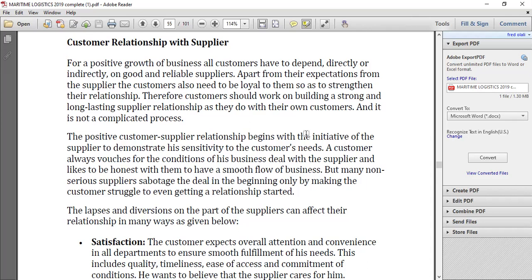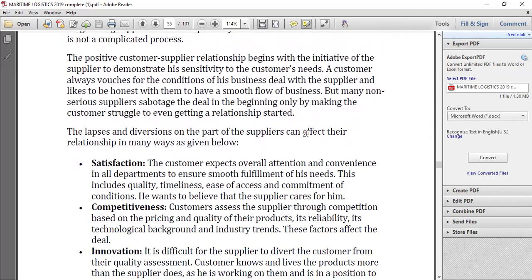You don't need to be a customer who keeps hopping from one supplier to another. That one helping you will be very difficult. Therefore, customers should work on building a strong and long-lasting supplier relationship, as they do with their own customers. And it is not a complicated process.